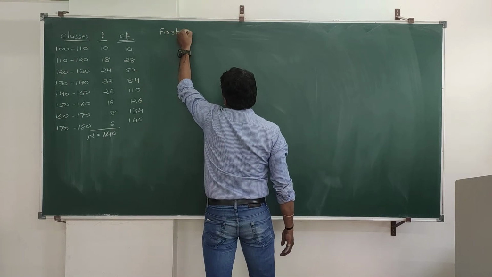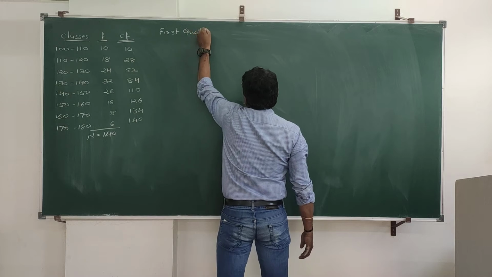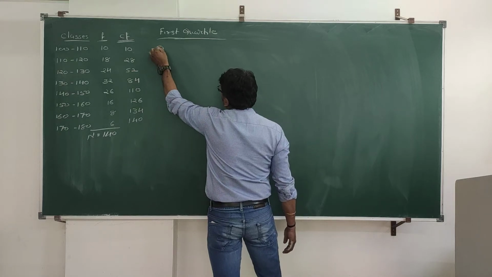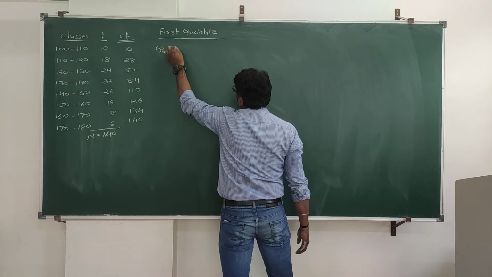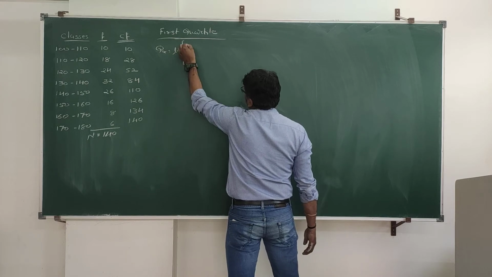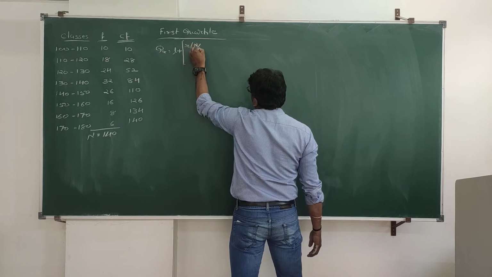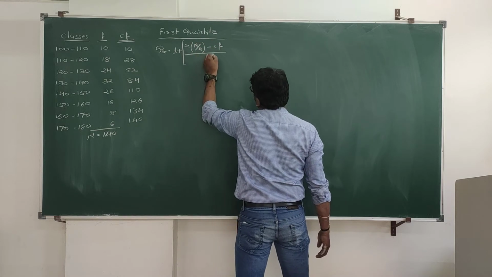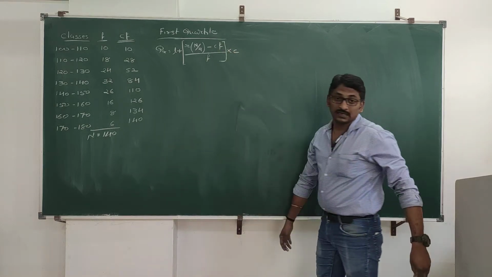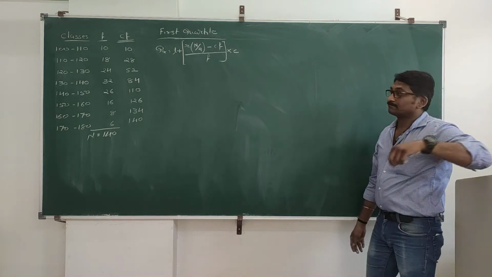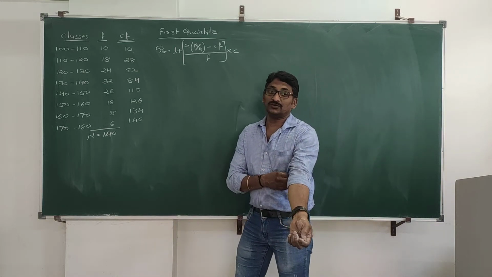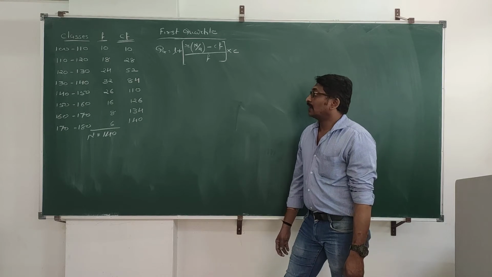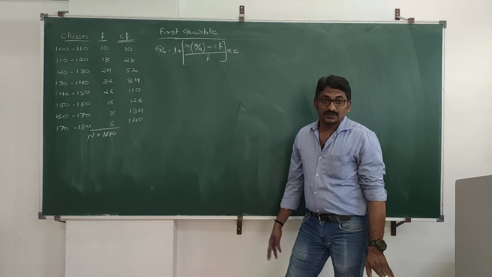Write the heading as first quartile. Formula is Q_r is equal to L plus into bracket r in a small bracket capital N divided by 4, bracket complete, minus CF divided by F, bracket complete into c. Okay, this is the formula to calculate the quartiles. Now the procedure is important. All of you have written this?